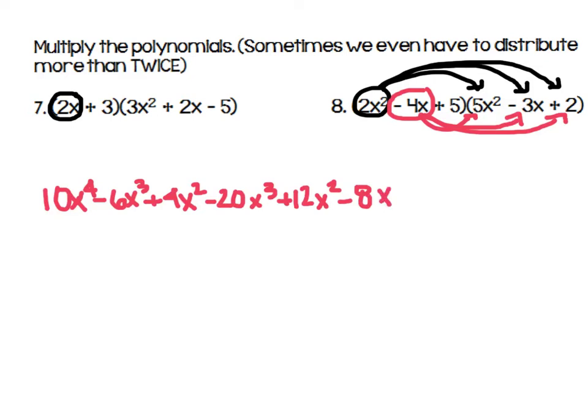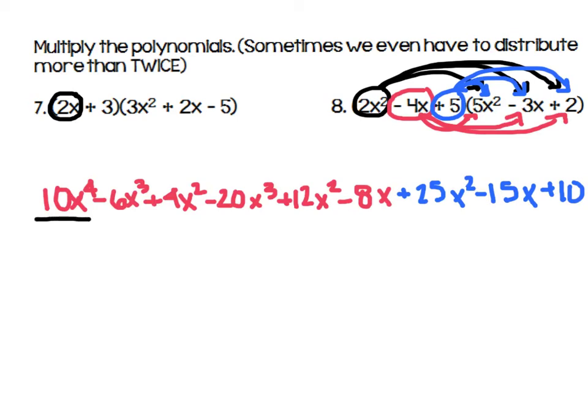Notice I'm actually not done distributing, am I? Nope, because I have this positive 5 that I also have to distribute. So 5 times 5x squared is positive 25x squared. 5 times negative 3x. 5 times negative 3 is negative 15, and then just the 1x. And finally, 5 times 2 is positive 10. I know this seems like a lot of work, but it really wasn't hard to do. It's just basic multiplication. Now let's see if we can combine like terms.